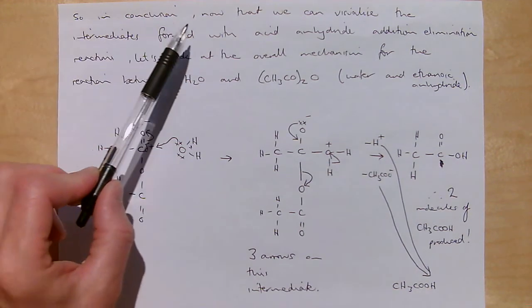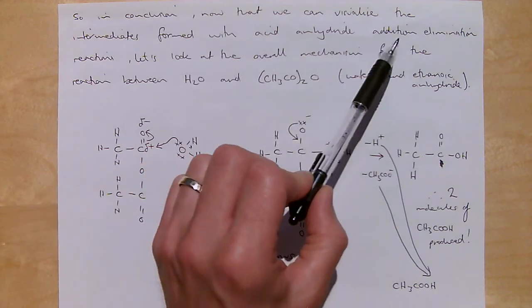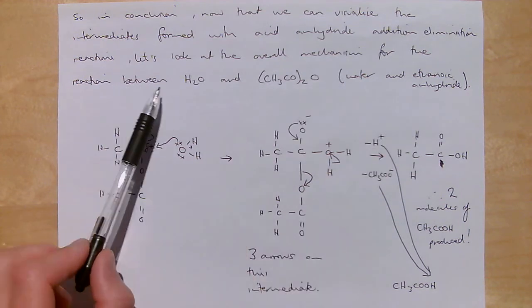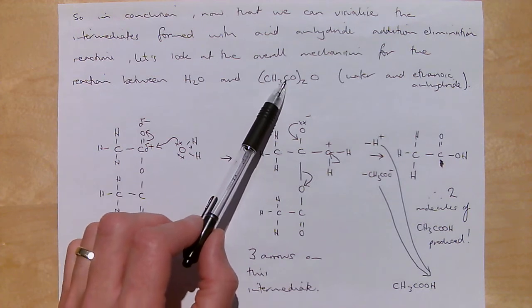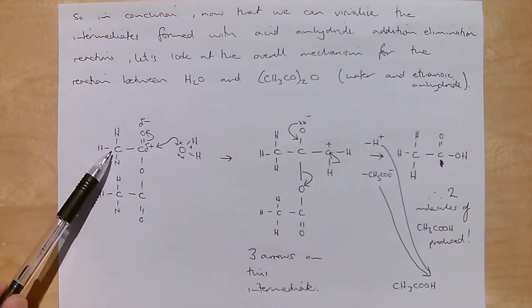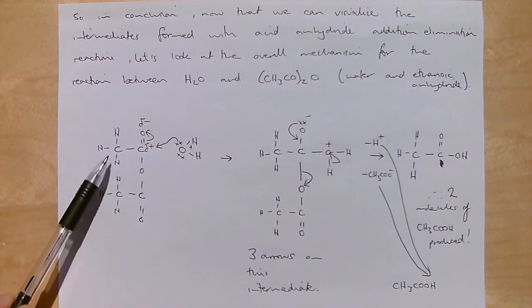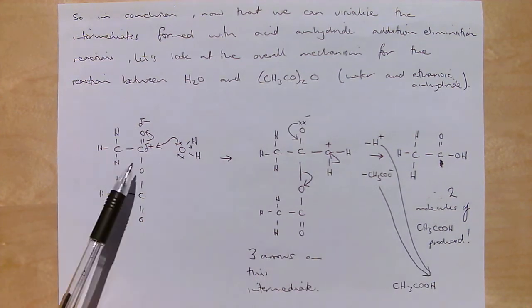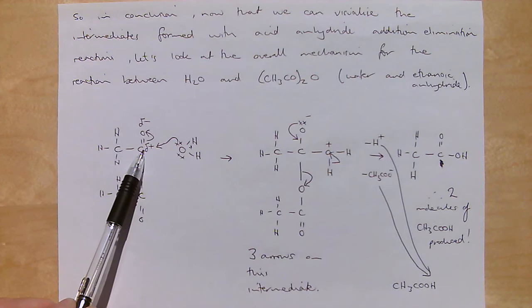Now that we can visualize the intermediates formed with acid anhydride addition-elimination reactions, let's look at the overall mechanism for the reaction between water and ethanoic anhydride, CH3CO2O, two CH3CO groups joined by the O. The water, the nucleophile, attacks the delta positive carbon there, doesn't it? It adds on, so it's nucleophilic addition.